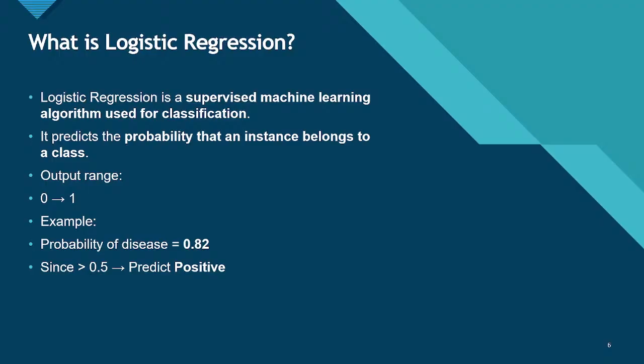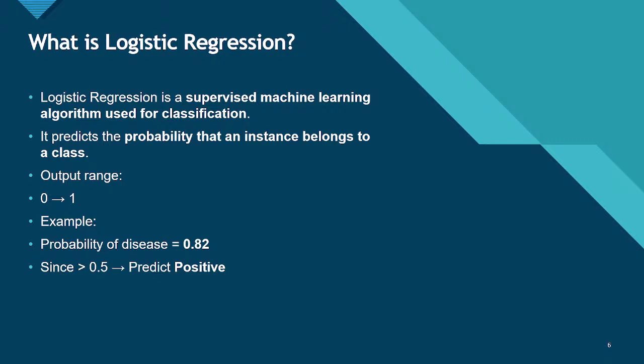Now let's move to the main topic, logistic regression. Logistic regression is a machine learning algorithm mainly used for classification problems. In supervised learning, the model learns from labeled data, meaning the dataset already contains the correct answer. The goal of logistic regression is to predict which class the data belongs to. Even though the name contains the word regression, it is actually used for classification.